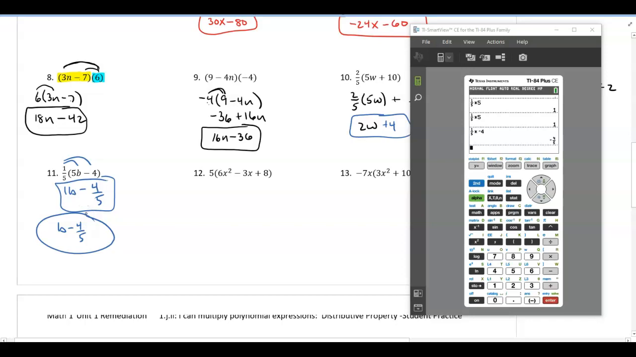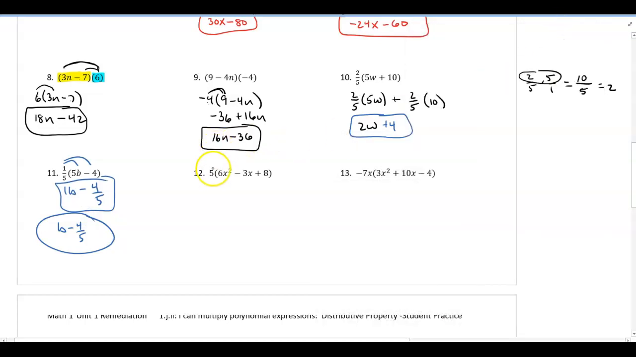Now the last two, I'm distributing one term to 3 terms. So 5 times 6x squared is going to give me 30x squared. 5 times negative 3x is going to give me minus 15x. 5 times 8 would give me plus 40. And we are done. There are no like terms that combine here.